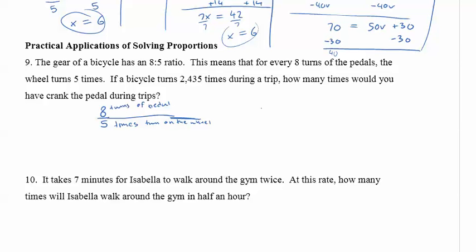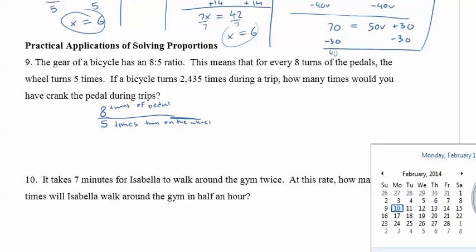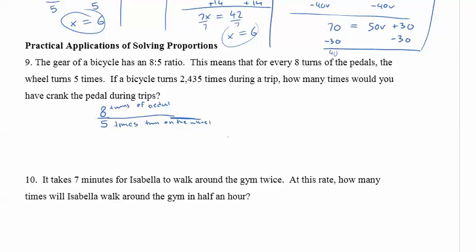So the question's asking, if a bicycle turns 2,435 times during a trip, how many times would you have cranked the pedal during these trips? So it's saying, for every 8 turns of the pedal, the wheel is turning 5 times. So they're asking, what if the wheel had turned 2,435 times? How many times would you have pedaled?